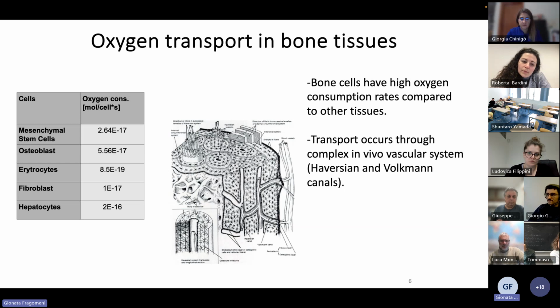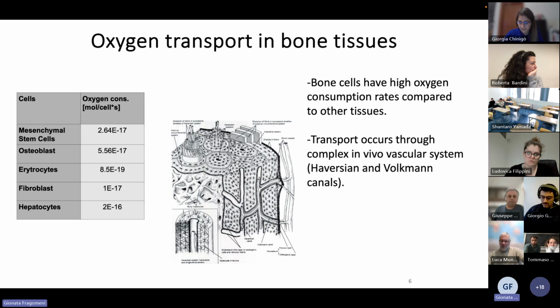Giorgia also explained that bone tissue is a very complex tissue. Every tissue has a different behavior. Bone cells have high oxygen consumption, and this consumption is very high compared to other tissues. The transport occurs through the complex in vivo vascular system, the Haversian and the Volkmann systems.